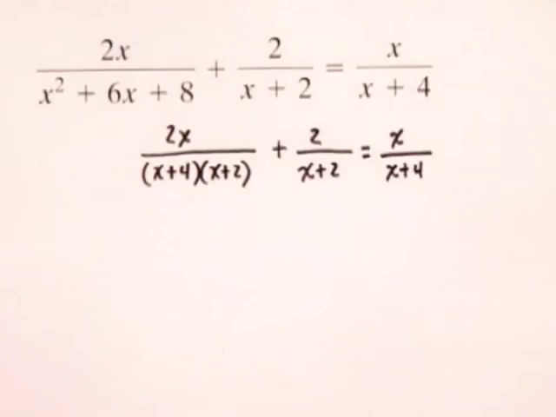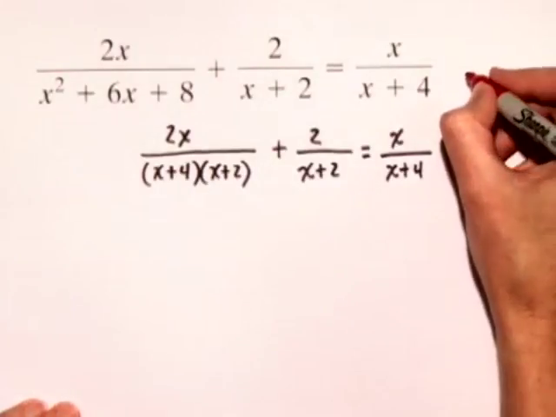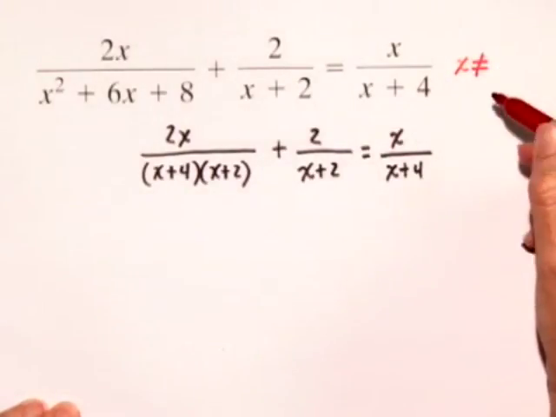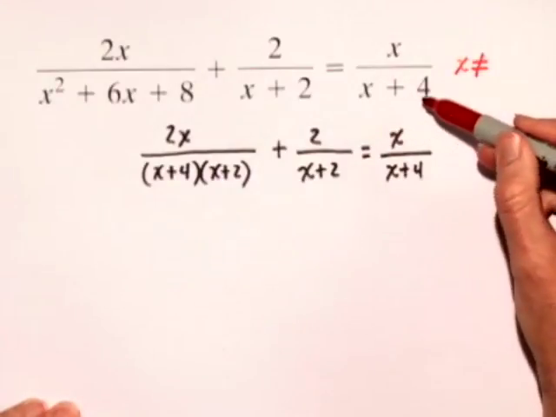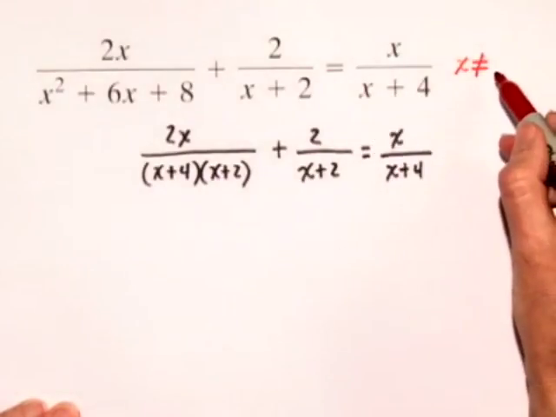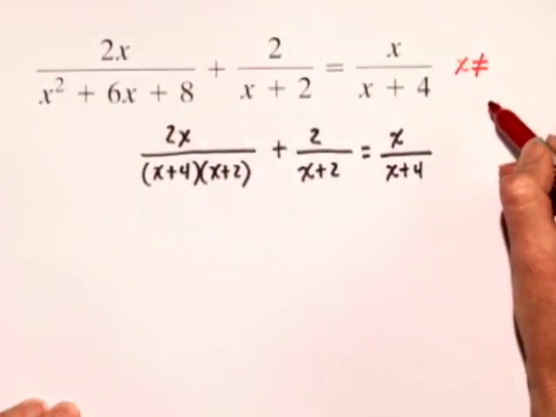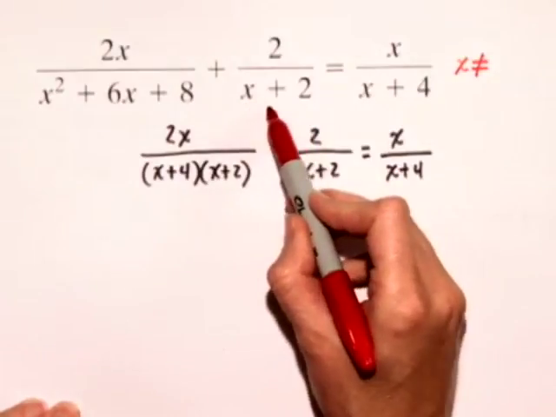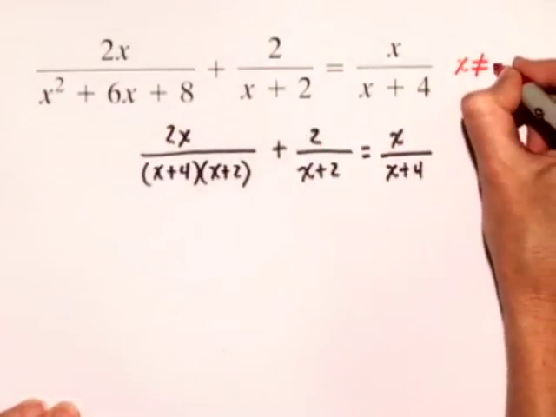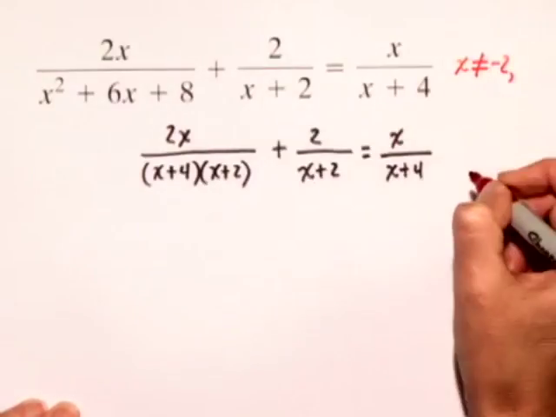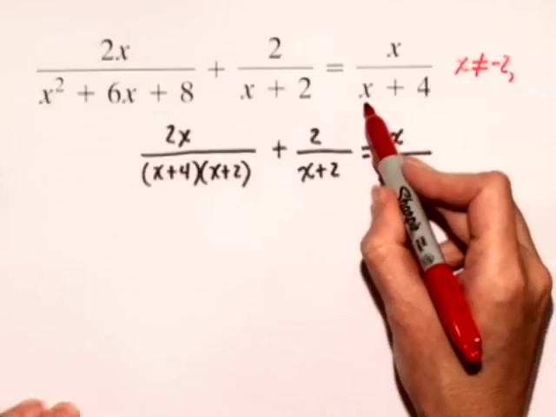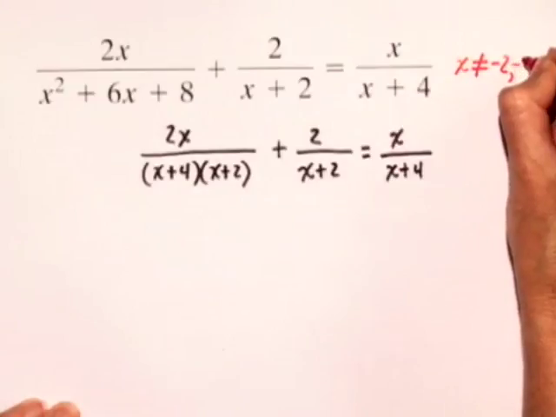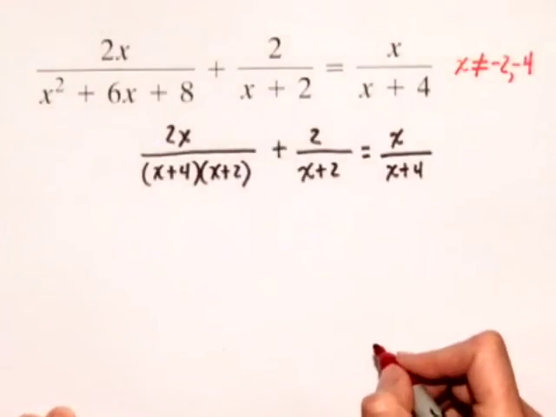But before we multiply through by that, let's stop for just a minute and take note of our restricted values. Remember, anytime we have a rational equation, we have some expressions in the denominator with x, we want to exclude any values that could make the denominator 0. Now notice, if I substituted in negative 2 for x, it would make this denominator right here 0. So we want to make sure that x cannot equal negative 2. Also, if we substitute in negative 4 for x, it would make this denominator 0. Therefore, x cannot equal negative 4. So those are the two restricted values.